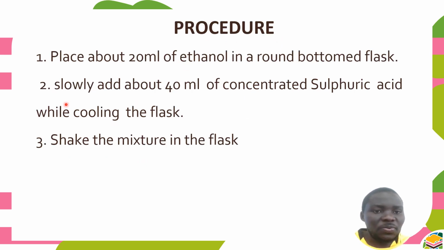First of all, you need to measure and place about 20 ml of ethanol in a round bottom flask, and slowly add about 20 ml of concentrated sulfuric acid while cooling the flask. Why are we cooling the flask? Remember, the reaction of concentrated sulfuric acid with the ethanol is so exothermic, it releases heat. So we cool so as not to break the round bottom flask, and shake the mixture in the flask.